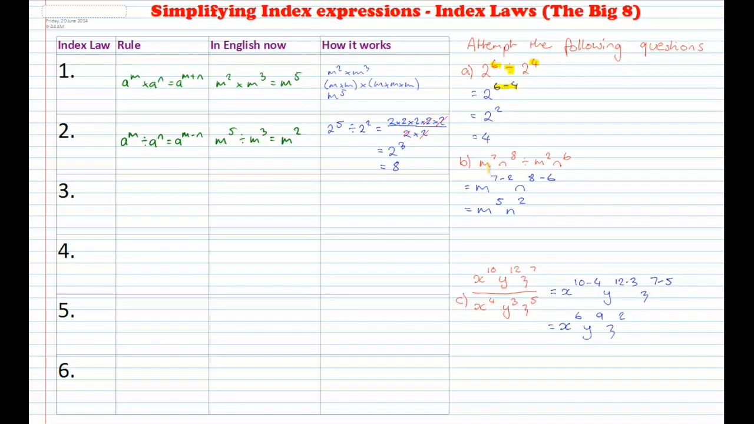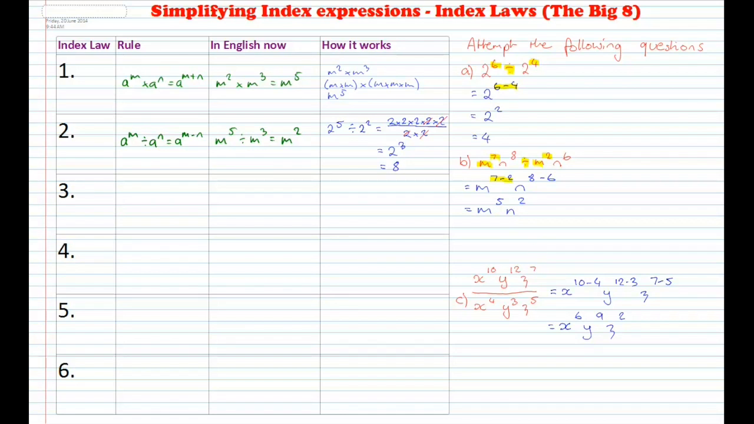Coming over to this one now, I've got m to the power of 7, n to the power of 8, divided by m squared, n to the power of 6. So look at the ones with the same base, which happens to be the m and the m. So I do 7 minus 2, because it's a division sign, and I do 8 minus 6 for the n, because it's the same base, so n to the power of 8 minus 6, which is equal to m to the power of 5, n to the power of 2.